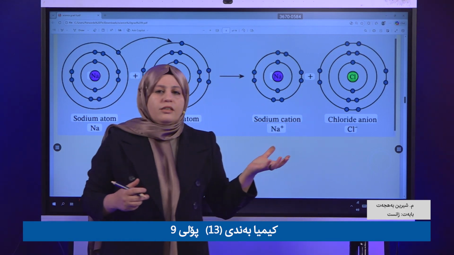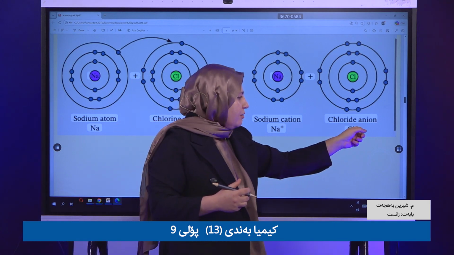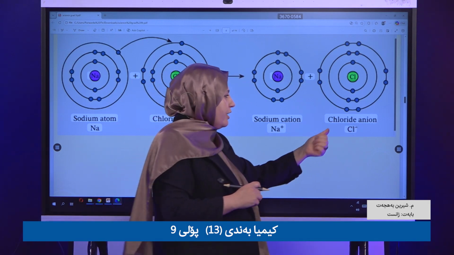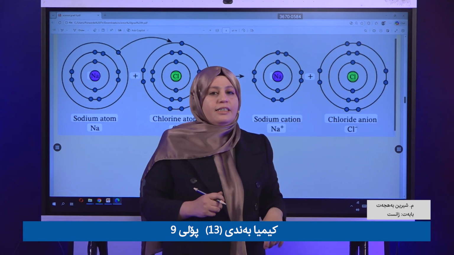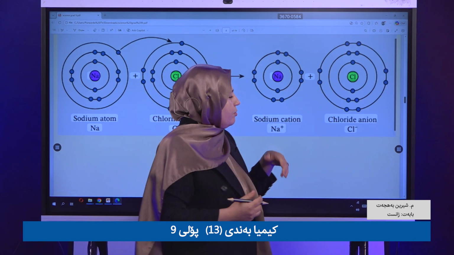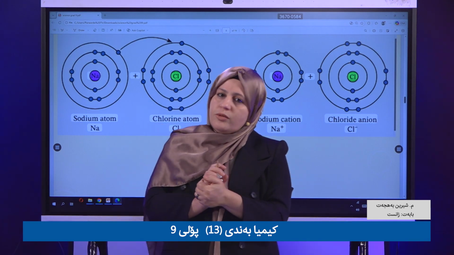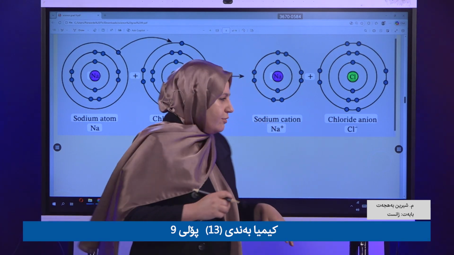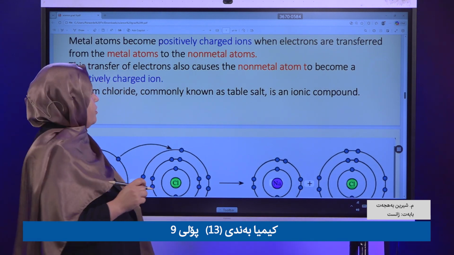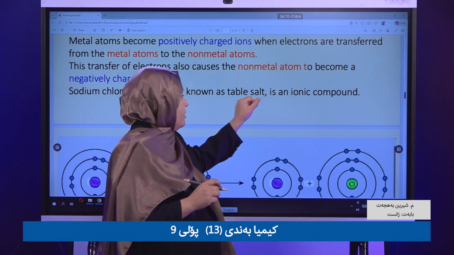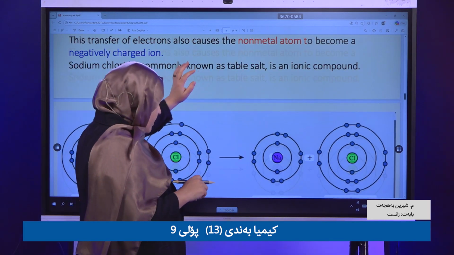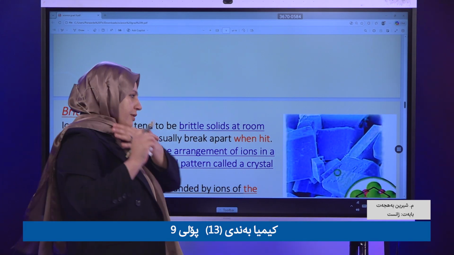What about chlorine? It has a negative charge. Why negative charge? Because it gained one valence electron from sodium. Together they form what? They form sodium chloride, which is present in our kitchen. It is salt, and it's very important for your health. You should take it, but only a bit.